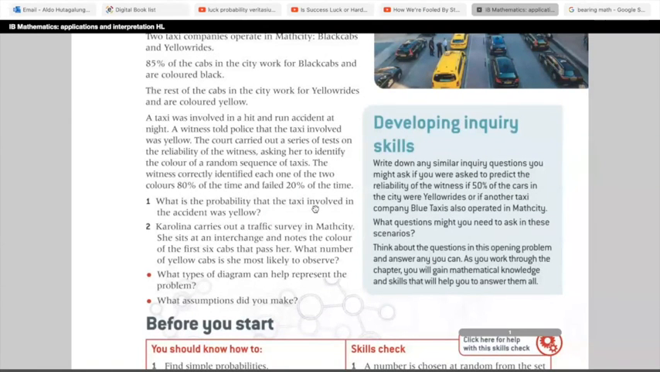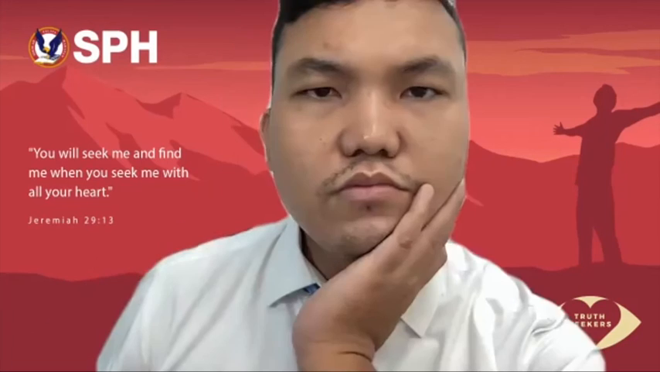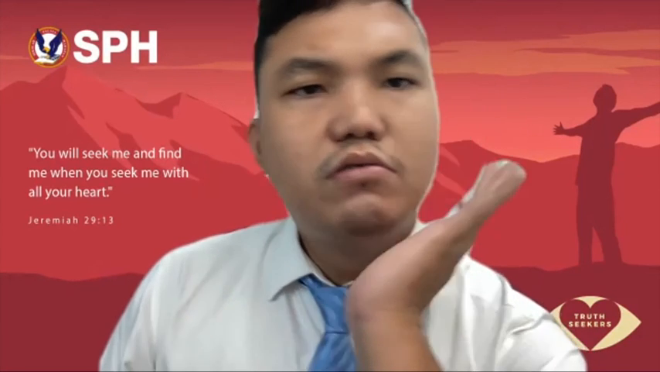What is the probability that the taxi involved in the accident was yellow? It's actually 12%. It's quite low. Low probability. Now, any questions? Finn, question? Clear? Okay, how about Alexa, Angel? Okay, Agnes, I already recorded, so hopefully you can later see the video.